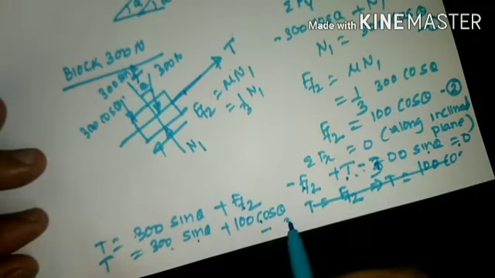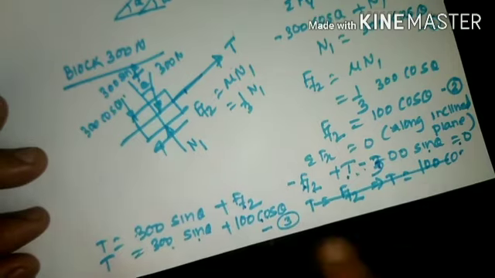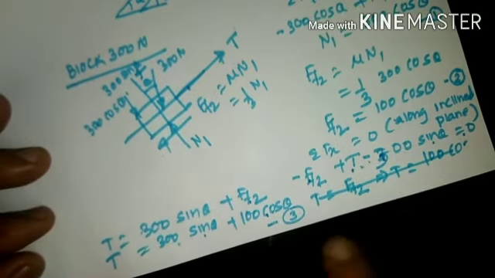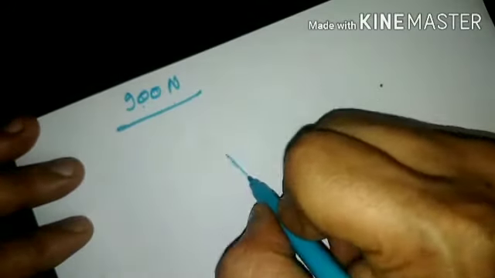So name this particular equation as equation number 3. As of now, we don't have any solution for this. Keep this as it is. Then proceeding to 900 Newton block now. So if you proceed to 900 Newton block, I shall draw that particular diagram of the block again.